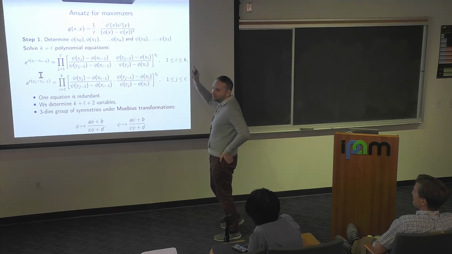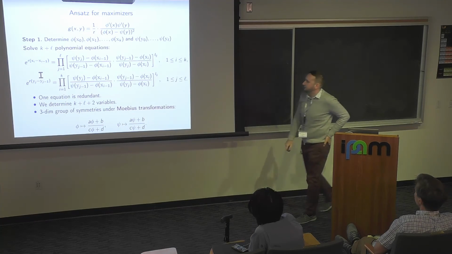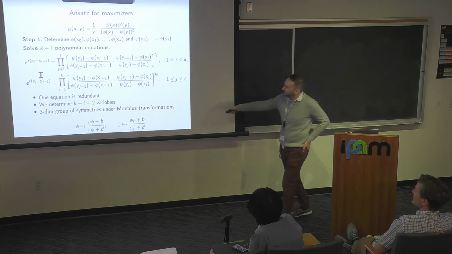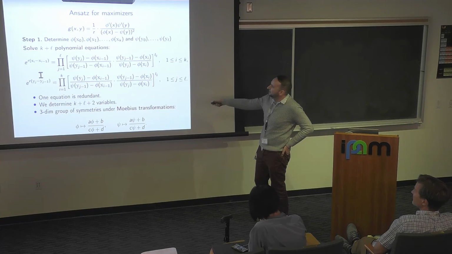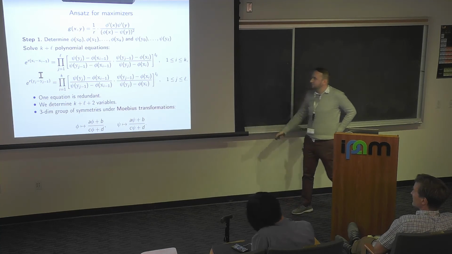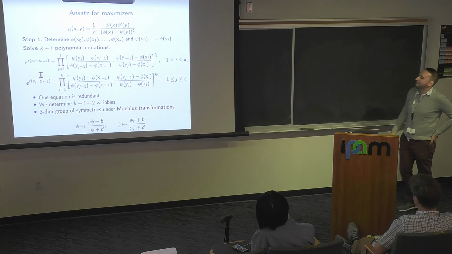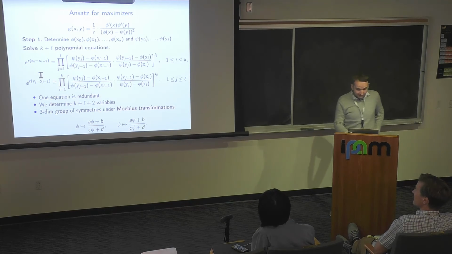You can fix 3 parameters however you like, and it doesn't matter for our problem. And then things start matching, because k plus l plus 2 minus 3 is exactly k plus l minus 1. So these equations have a chance of having a unique solution.